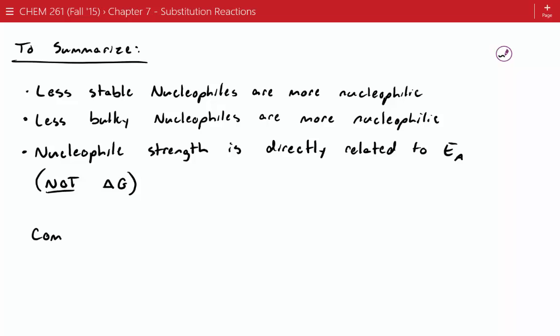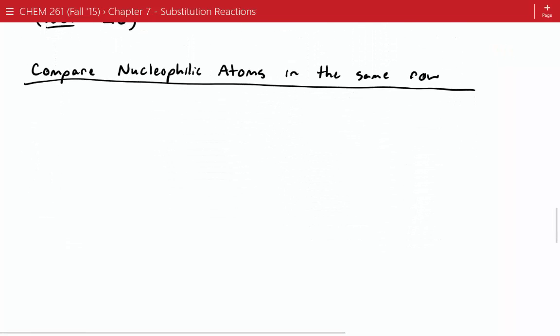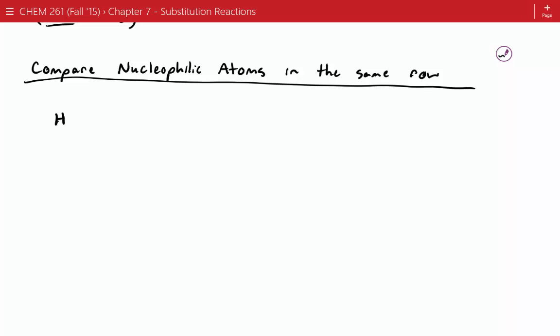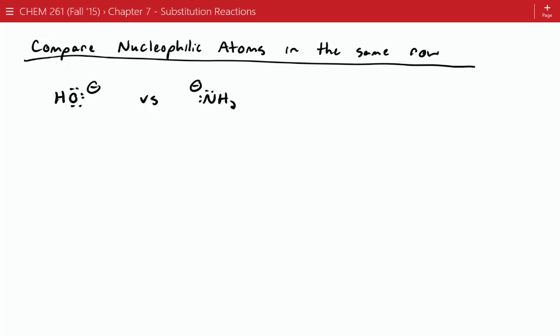Let's compare nucleophilic atoms in the same row. So a little bit like we did with bases where we compared atoms in the same row. Let's do hydroxide versus amide, which is NH2 minus. Which one do you think is going to be more nucleophilic and why? Which one's less stable? We've got to go back to our acid and base stability comparison, right? If we're looking at conjugate bases and comparing these as conjugate bases, which one's more stable?